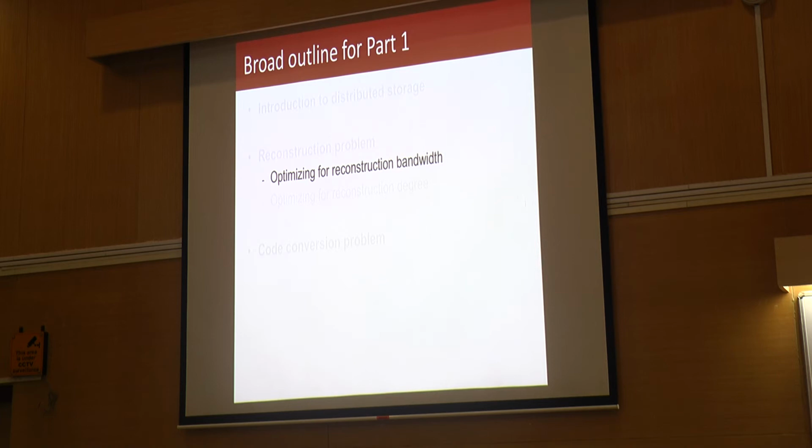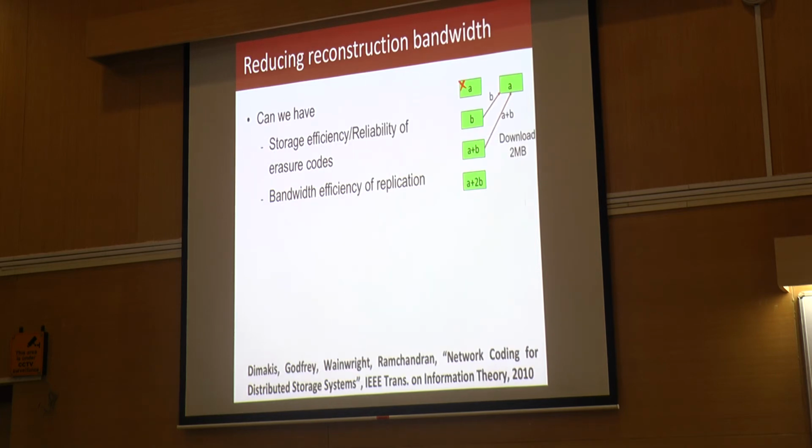One is the reconstruction bandwidth. So the key question there is, can we have the storage efficiency and reliability of classical MDS codes while reducing the bandwidth consumed during reconstruction? So, the bandwidth efficiency of replication and the storage efficiency of classical MDS codes. And the answer turns out to be, as shown by this seminal work by Dimakis et al., that almost, but there exists a trade-off between the two. And regenerating codes are basically codes that are optimal with respect to this trade-off.